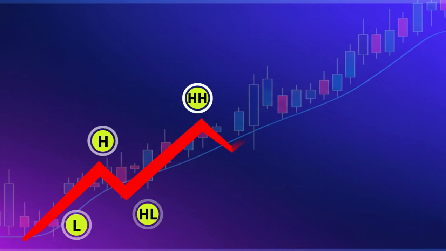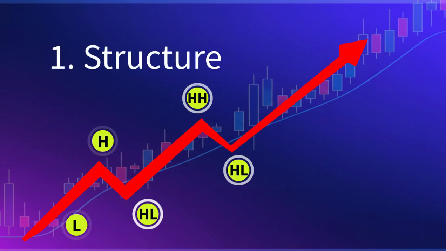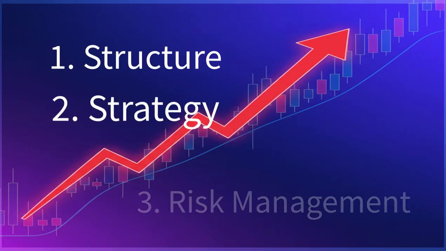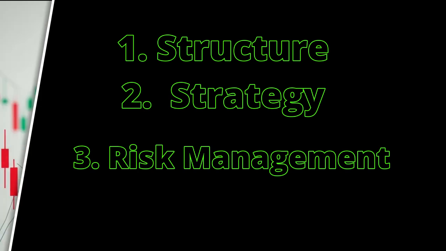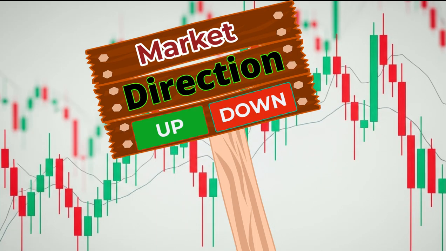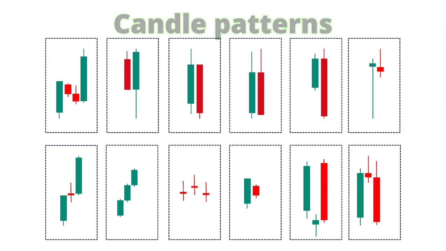Structure is the base. First comes structure. Then comes strategy. And only then comes risk management. So remember, structure first, everything else later. Now, why is this so important? Because structure tells us the direction of the market. If you know the structure, you know the path. If you don't know it, you are trading blind.